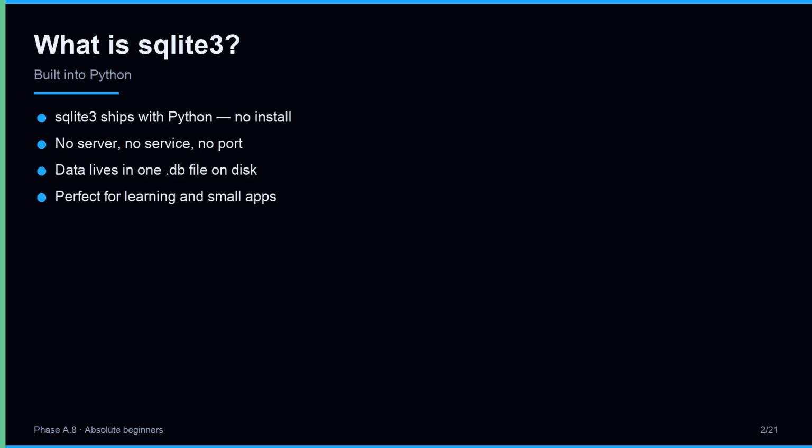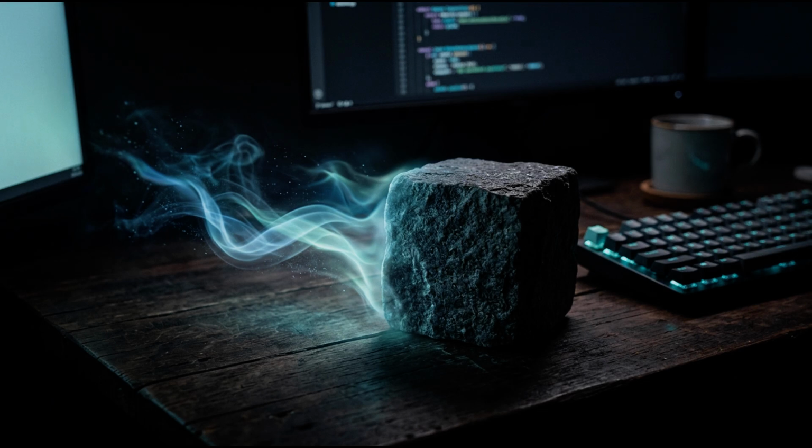The module you import is called sqlite3, lowercase, the number 3 at the end. It is one of the friendliest ways to start working with real persistent data in Python. No server, just a file. Until now, your data lived in memory. Memory disappears when the program ends. A database writes to disk, and disk remembers. Built in, ready to go.